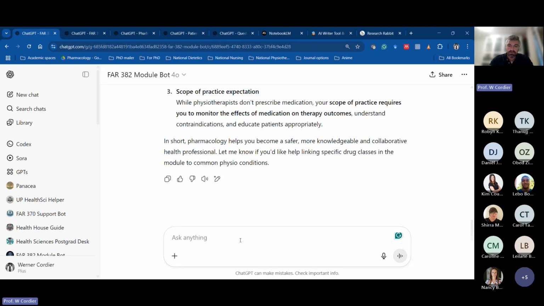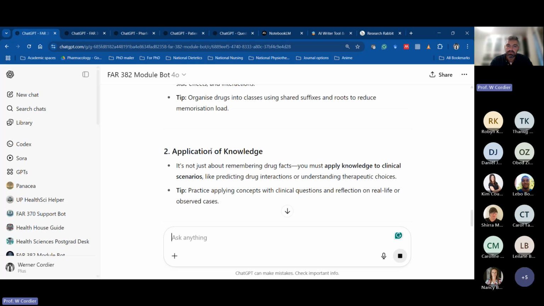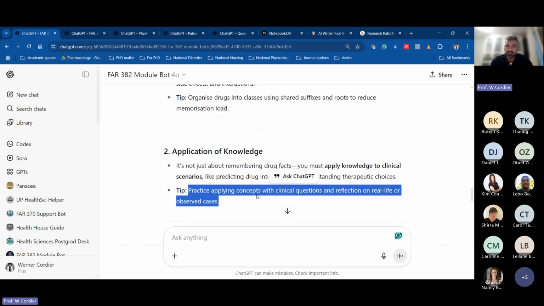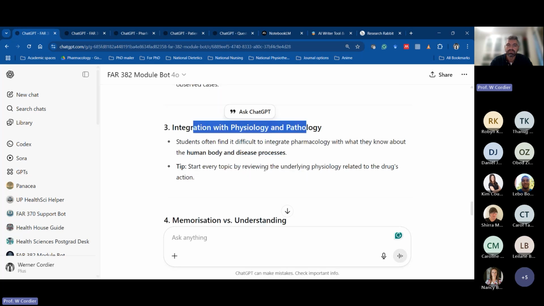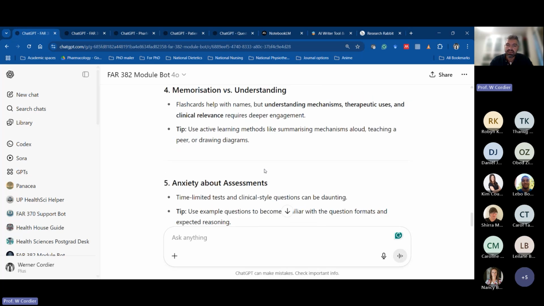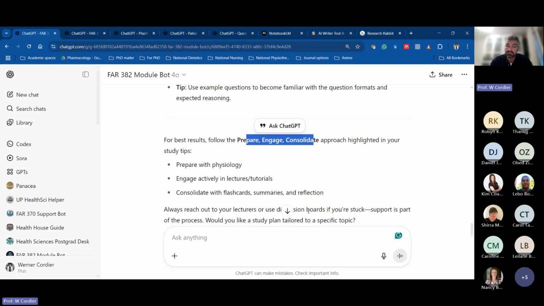So for example, what are the typical concerns for learning? Typical issues that they face: the volume of the content, with a tip to organize; the application of knowledge, with a tip to practice applying concepts in clinical questions; to integrate physiology and pathophysiology, because a lot of our students struggle to see the greater system effect; memorization from understanding; anxiety, and so forth. And all of these are discussed within the documents that we've uploaded. It even refers to the prepare, engage, and consolidate framework, which forms part of our UP teaching philosophy.